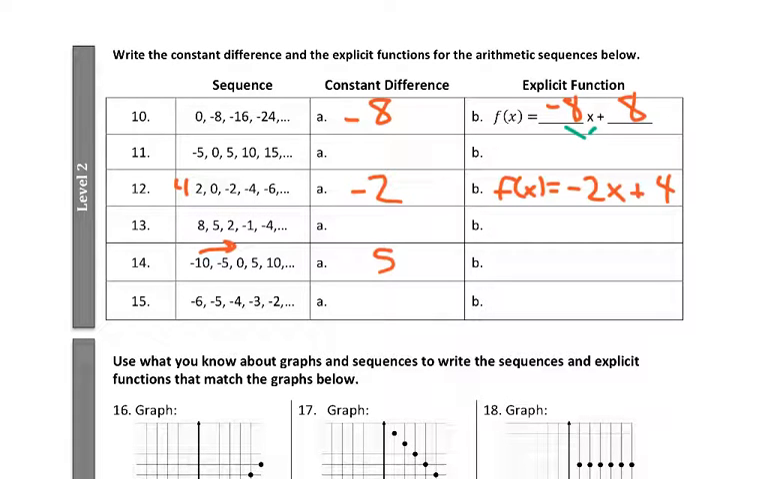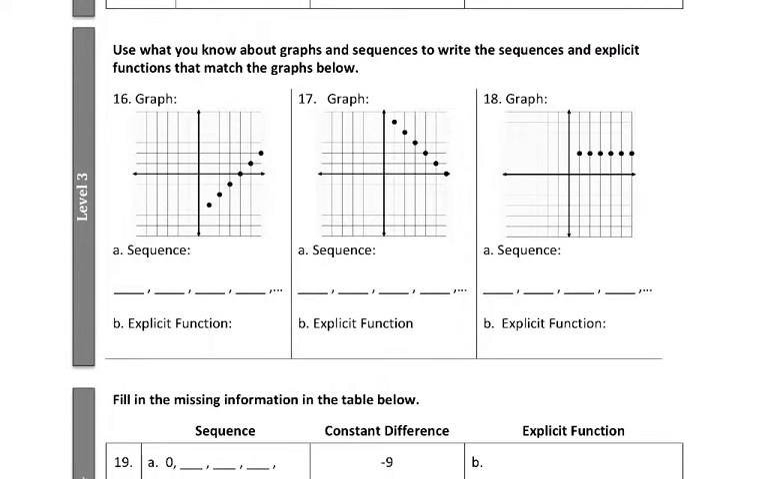Now, we're going to have f of x equals 5x plus, let's see, if I'm adding 5 to move to the right, I need to subtract 5 to move to the left. That would be negative 15. Cool. All right, now level 3 is a little tricky, but it shouldn't be, really. It really shouldn't be. All right, let's do question 16 together.